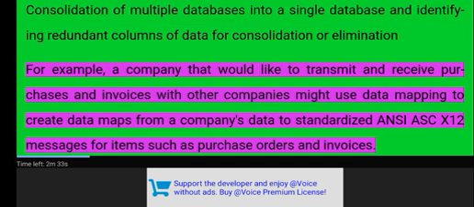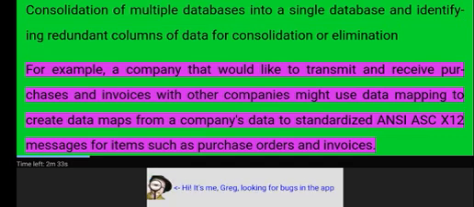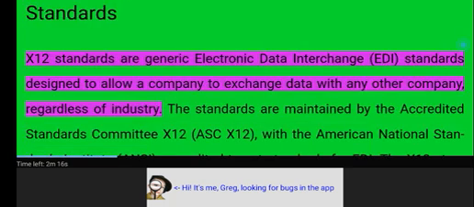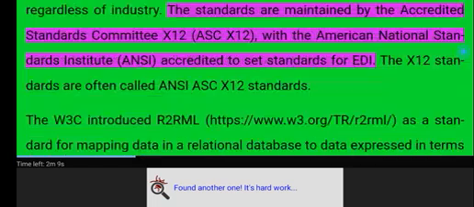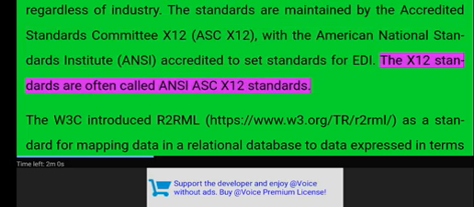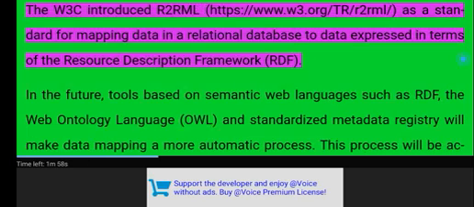For example, a company that would like to transmit and receive purchases and invoices with other companies might use data mapping to create data maps from a company's data to standardized ANSI ASC X12 messages for items such as purchase orders and invoices. Standards. X12 standards are generic electronic data interchange (EDI) standards designed to allow a company to exchange data with any other company, regardless of industry. The standards are maintained by the Accredited Standards Committee X12 (ASC X12), with the American National Standards Institute (ANSI) accredited to set standards for EDI. The X12 standards are often called ANSI ASC X12 standards.